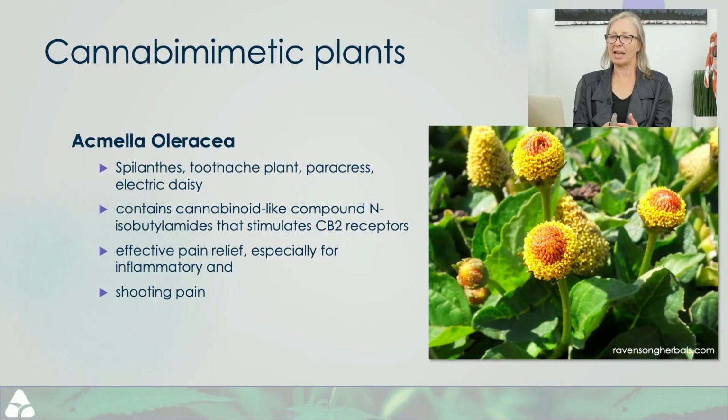So this first one, the common name is Spilanthes. Acmella oleracea is the Latin name for that one. Spilanthes is also known as the toothache plant, or paracress, or electric daisy. So it does have quite a few names. It's quite a beautiful flower, you can see. It doesn't grow in Canada naturally. You can grow it in your house. It's more of a house plant here, a little bit finicky to grow, but it does grow in the wild in warmer climates. This one contains a cannabinoid-like compound that stimulates CB2 receptors.